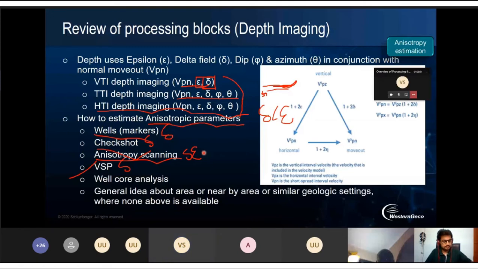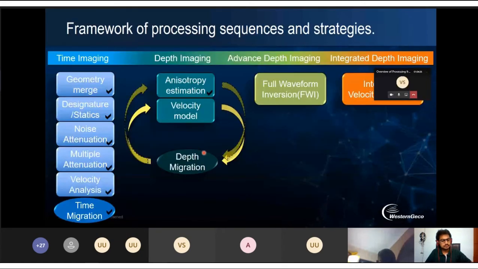So now we have to go to the velocity model. Once we have the anisotropy estimation, this depth flow is all about the velocity model. And this is the important step. Industry-wise, everybody does a similar step. Different algorithms might be used, but they follow almost the same approach.